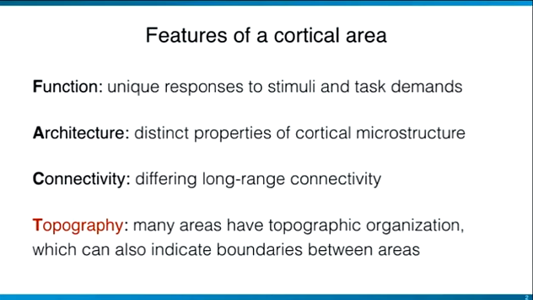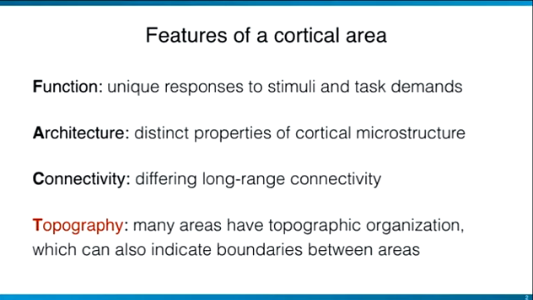To begin, we've talked about this indirectly, but there's a set of criteria that have been discussed in literature for how we define a cortical area. It's the FACT criteria, easy to remember. You've got function, which is this feature having a unique response to specific stimuli or task demands. Architecture, so cytoarchitecture or myeloarchitecture, distinct properties of the cortical microstructure within a specific region. There's connectivity, various modalities that we can use to measure that.